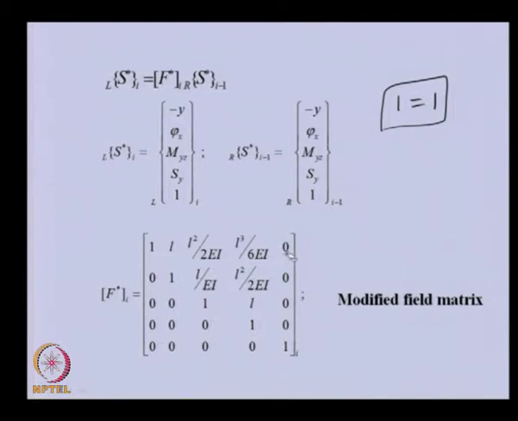Now, as I told, we derived the field matrix for one plane motion of the shaft, but generally rotors have both plane motions, that is in the vertical plane and horizontal plane. So, we expect that if we want to analyze both plane motions simultaneously, then we need to modify these particular matrices to incorporate both plane motions.